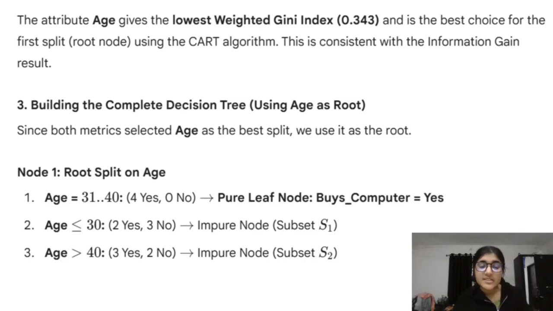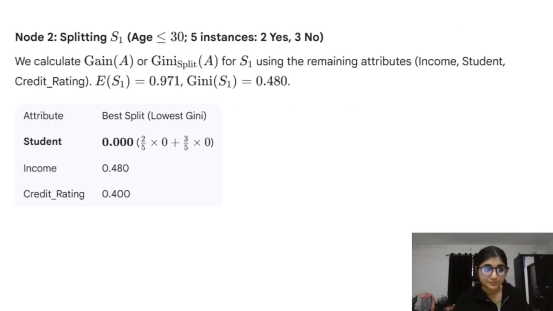Third is building the complete decision tree using age as root. Since both metrics selected age as the best split, we use it as the root. So node 1 is the root, split on age. Age 31 to 40 has 4 yes and 0 no, a pure leaf node, so the class is yes. Age less than or equal to 30 has 2 yes and 3 no, an impure node, so we call the subset S1. Age greater than 40 has 3 yes and 2 no, an impure node, so we call the subset S2.